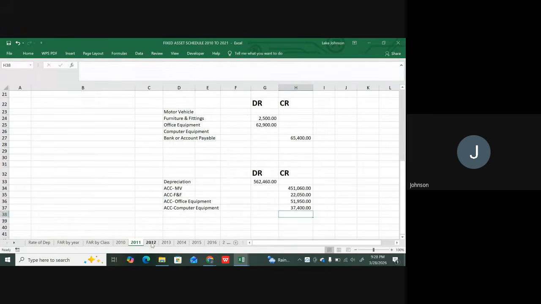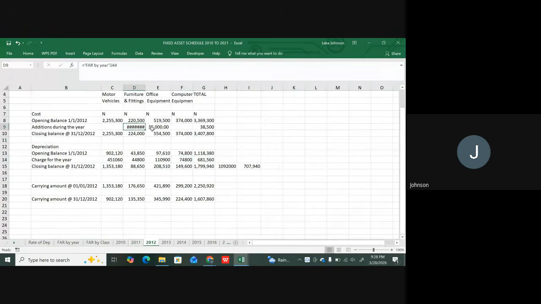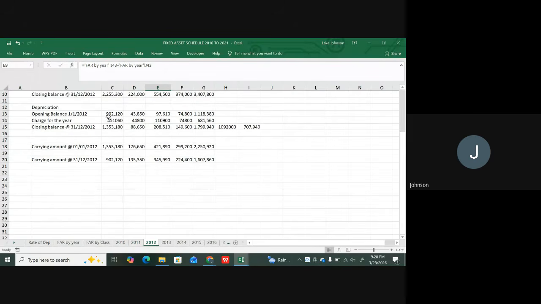You come to year 2012, you do the same thing. For the asset section, only treat the addition for the year, while for the accumulated depreciation, treat what we are charging for the year. The total goes to the depreciation account in the profit and loss account, while the individual amounts that make up this total go to the individual asset accumulated depreciation account.